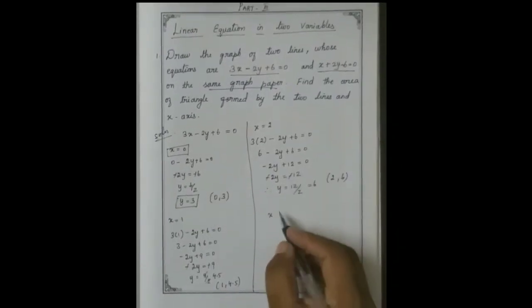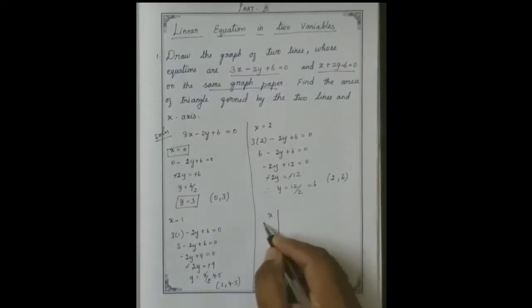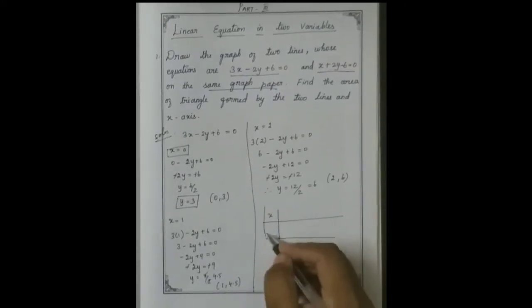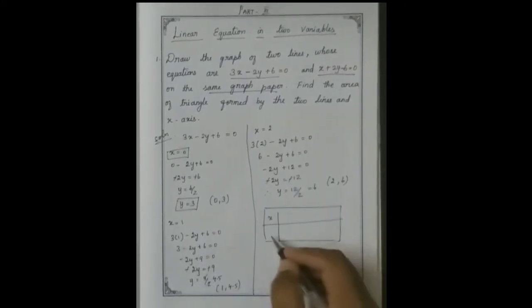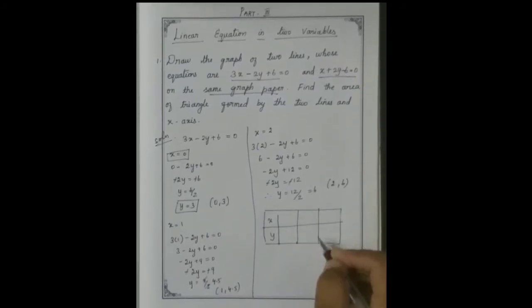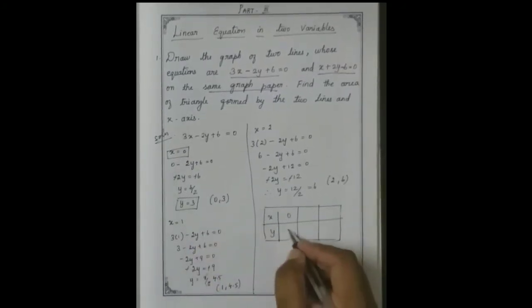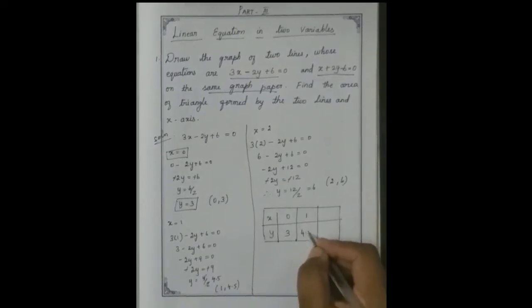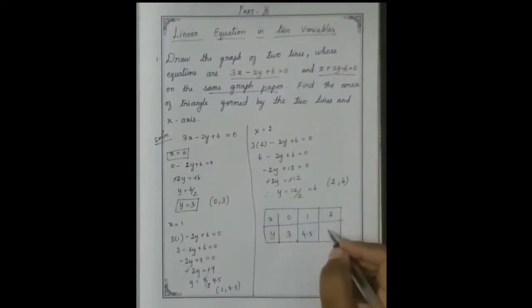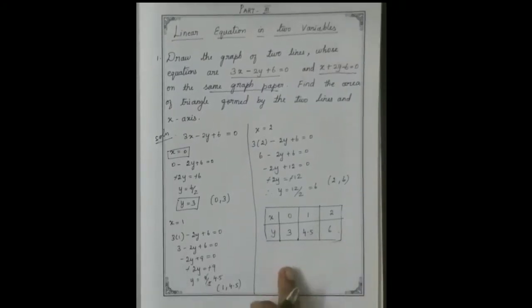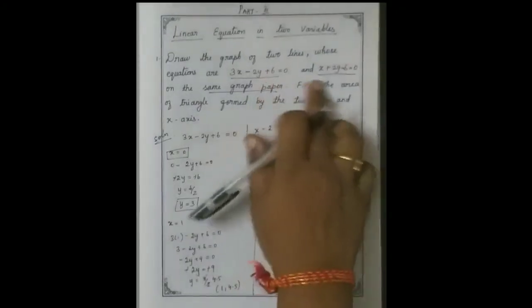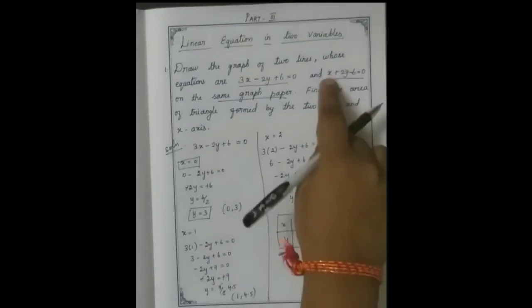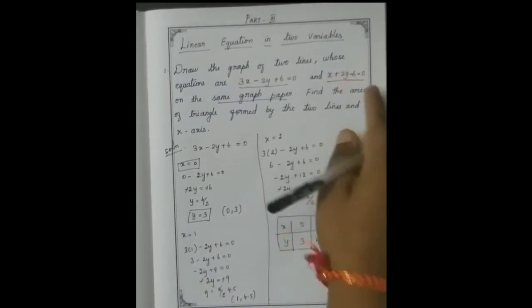Now we can form a table and write the values of x and y for this linear equation. When x is equal to 0, the value of y is 3. When x is equal to 1, the value of y is 4.5, and when x is equal to 2, the value is 6. This is for the first linear equation. And the second linear equation, they have given x plus 2y minus 6 equal to 0.